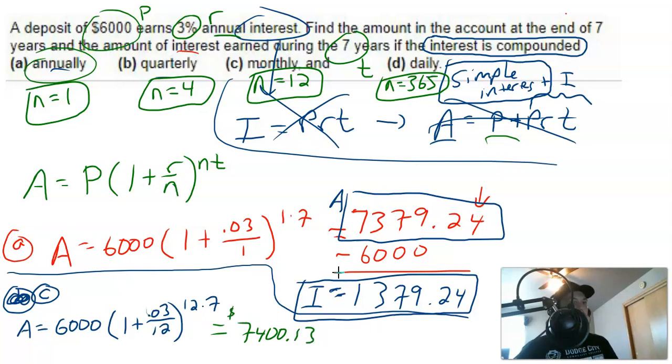It was only like $20 more, right? So it does net you some more money, but it's diminishing returns. So if we compounded it daily, it might be $5 more than what we get for monthly, right? It's just going to go up just a little bit more. And that's over a 7-year period. All right. The interest is calculated in the same way.